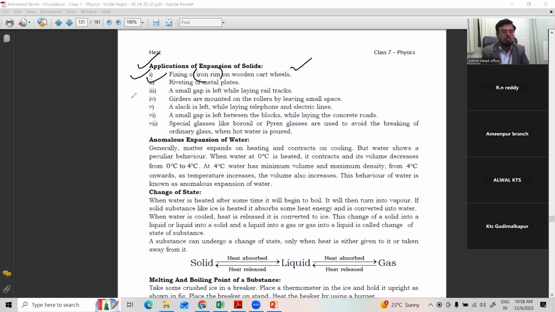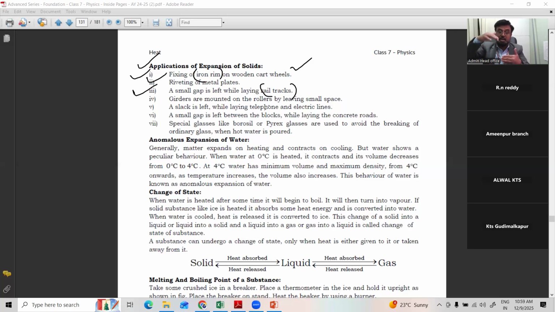Next, a small gap is left while laying railway tracks. If you have any railway tracks near you, go and see. Between the two rails there is a gap. They leave some gap for every two rails joined. Why? Because in summer the gap is filled. If you look in winter as well as in summer, you can find the difference. During winter the iron contracts, and in summer it expands and comes close.